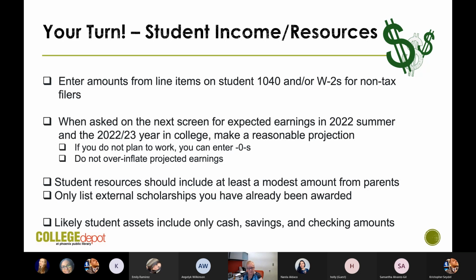And when you get to the assets section, do not include a lot of cash savings and checking if you only have a couple $100s, because you're going to spend that likely on dorm supplies before you get there. So only if you're sitting on a good sized checking account, savings, money in a college account, do you want to list those things. A lot of this section is going to be a lot of zeros.